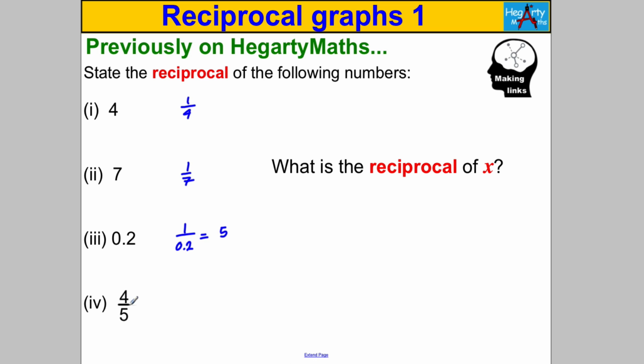And the reciprocal of 4/5 is 1 divided by 4/5. Dividing by a fraction is the same as multiplying by its reciprocal. That gives us the answer 5/4. When you do 1 divided by a fraction, it just flips the fraction. So my question to you is, what is the reciprocal of x? Well, if x is your original number, an unknown number, its reciprocal is 1/x.